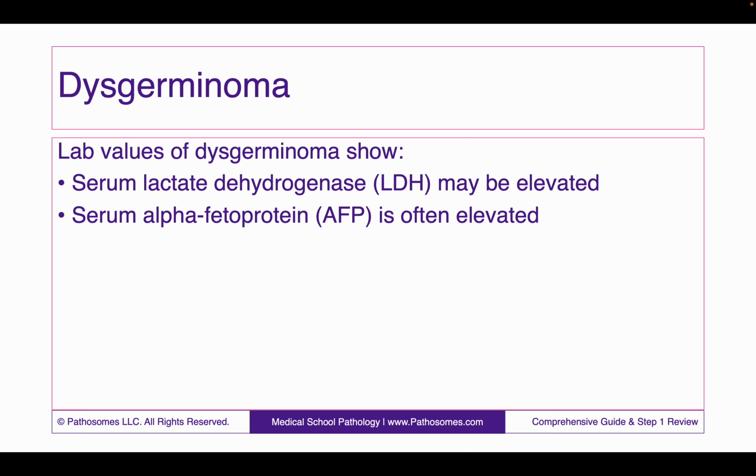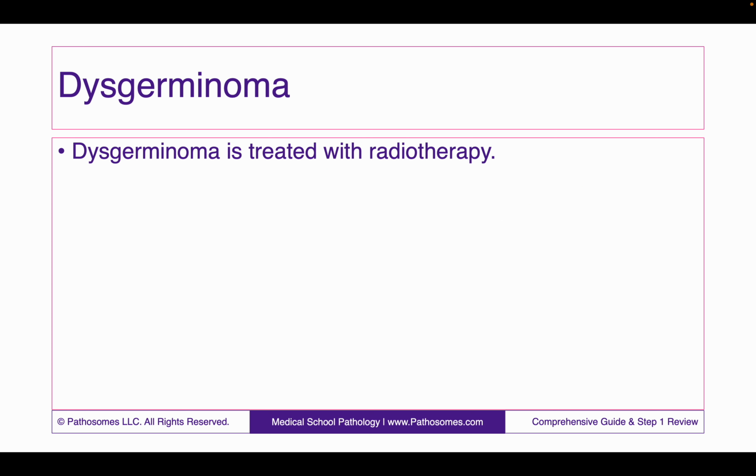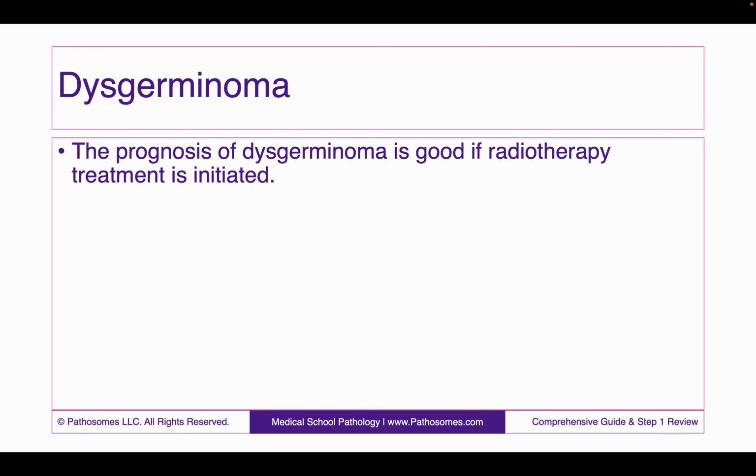There are certain lab values associated with dysgerminomas. You can have a serum lactate dehydrogenase that might be elevated, or serum alpha fetoprotein that is also often elevated. How do you treat dysgerminoma? Well, radiotherapy might do the trick. And the prognosis of dysgerminoma is typically good if radiotherapy treatment is initiated. So you future radiation oncologists out there, remember this.